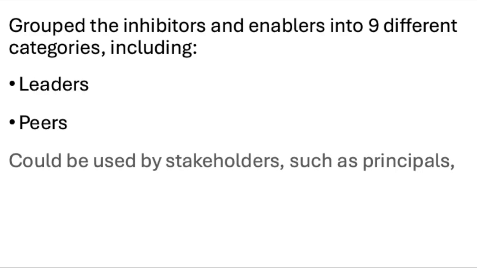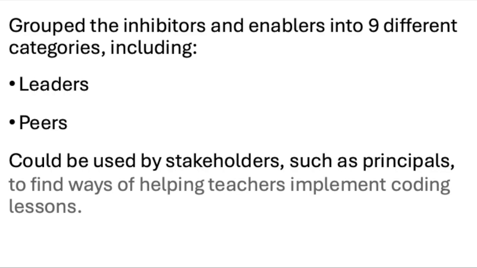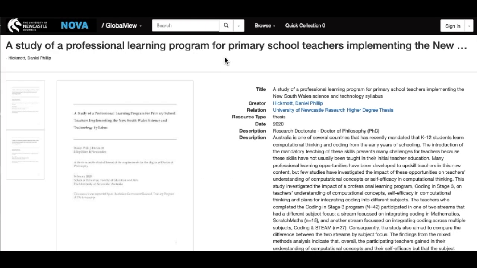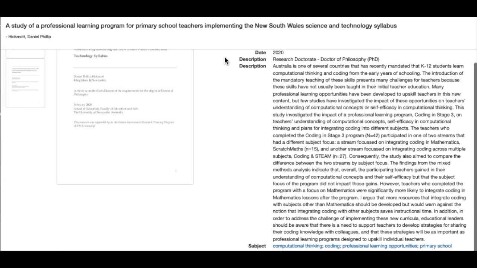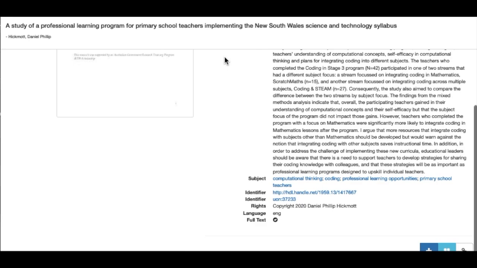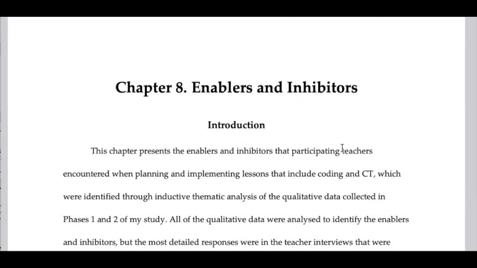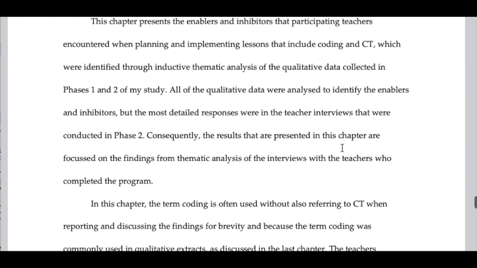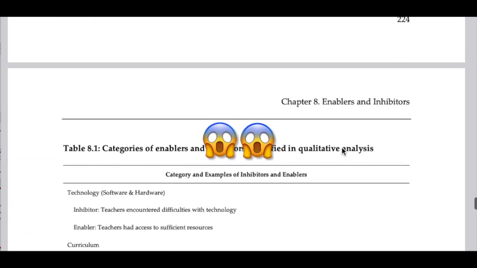Stakeholders, such as principals, could then use these categories of inhibitors and enablers to find ways to help teachers implement coding lessons. The process that I used for this analysis and the categories, inhibitors, and enablers that I identified are explained in detail in my thesis. My thesis is available online, and you can download it and read the results chapter that focuses on the enablers and inhibitors. However, that chapter alone is around 60 pages.